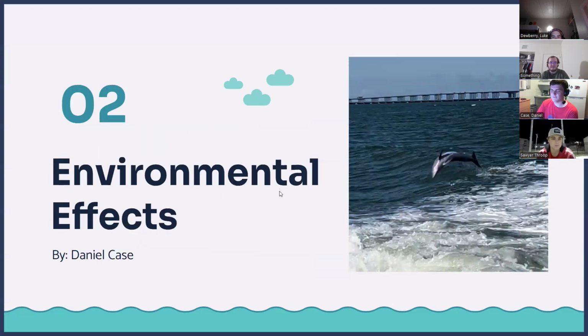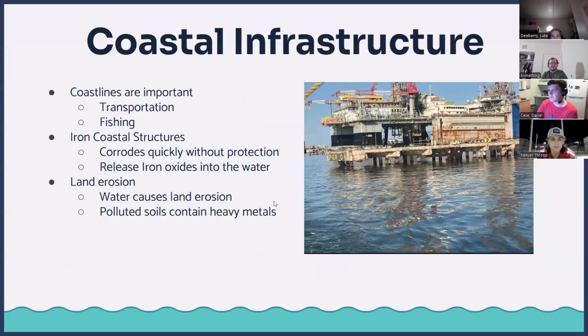All right, the environmental effects of corrosion. Coastlines are an important natural resource due to the immediate access to the oceans, which allows for easy and efficient transportation of goods and materials, and the ability for fishing vessels to access further fishing offshore. Due to this, many coastal structures, primarily made of iron, are constructed along coastlines to maintain the industries that depend on reliable access to the ocean. Without protection or with faulty protective measures, these structures tend to corrode quite quickly, and they release a large amount of iron oxide when they do corrode.